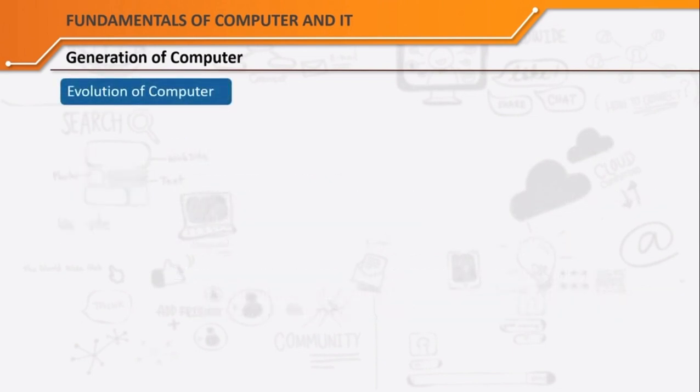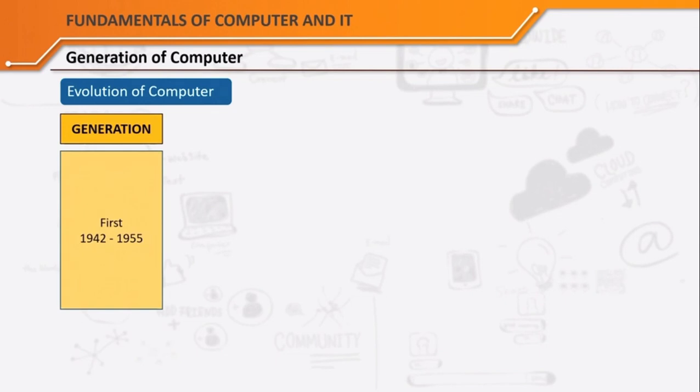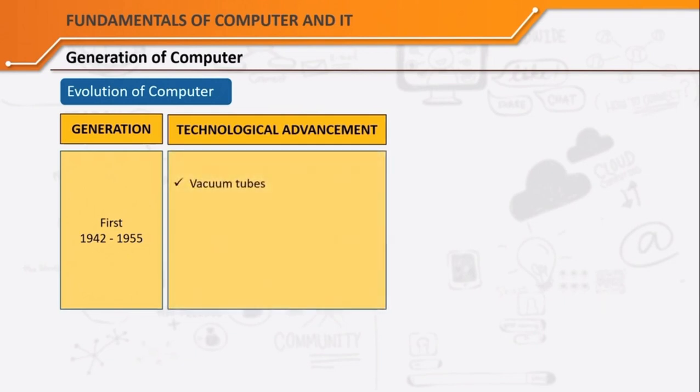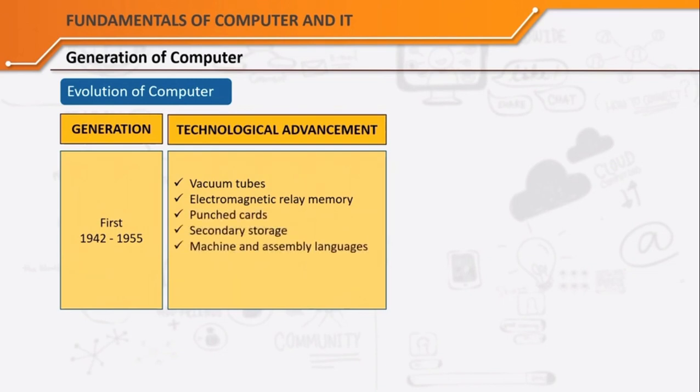Now we will discuss the generations of computer system. We will start with the first generation computer, which starts from 1942 and ends in 1955. The major technological advancements which took place in the first generation are vacuum tubes, electromagnetic relay memory, punch cards, secondary storage devices, machine and assembly languages, stored program, and scientific applications. So these are the important technology advancements which took place in the first generation computer.